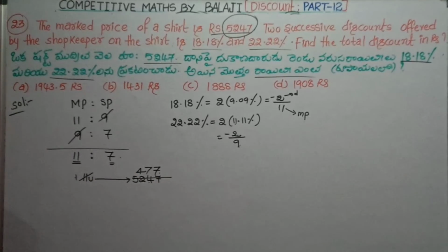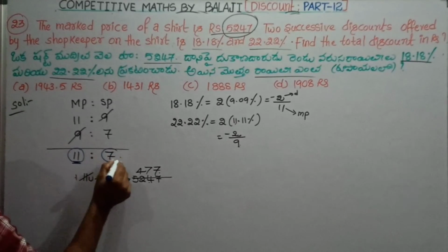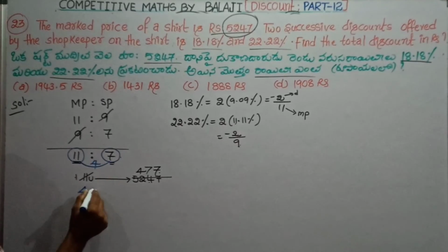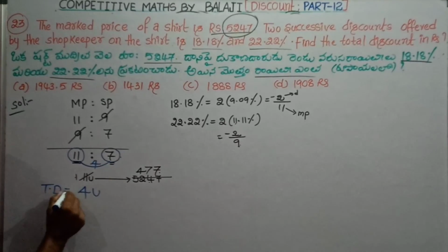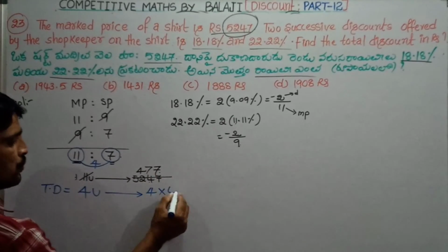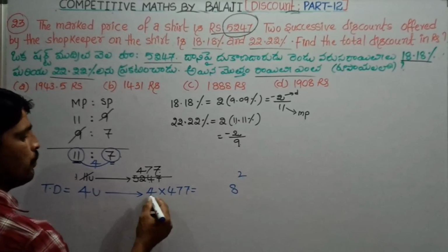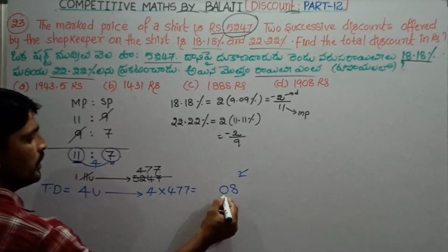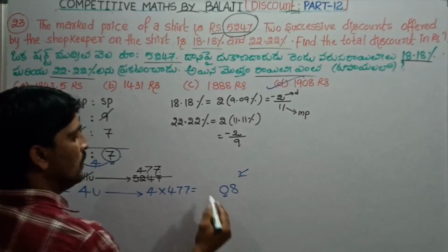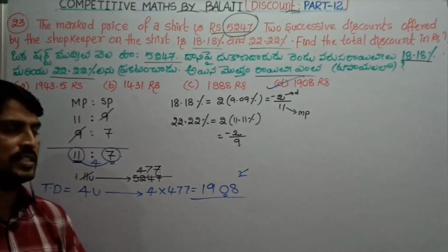But we have to find the total discount. Since the market price is 11 units, the selling price is 7 units, the difference is discount, that is 4 units. Total discount is equal to 4 units. 1 unit value is 477, that is 4 units value is 4 into 477. 4 7s are 28, 4 7s are 28 plus 2 is 30. Tens place digit is 0. Only option D is available. So the answer is 1908 rupees is the total discount.